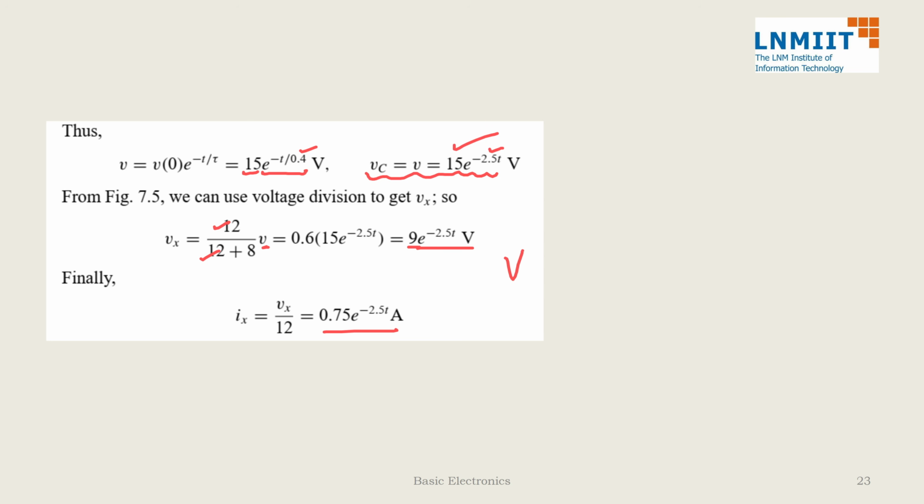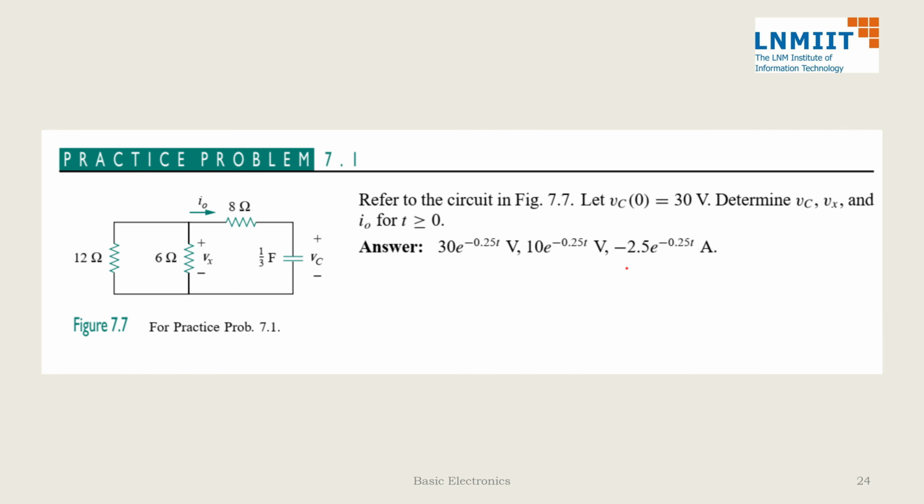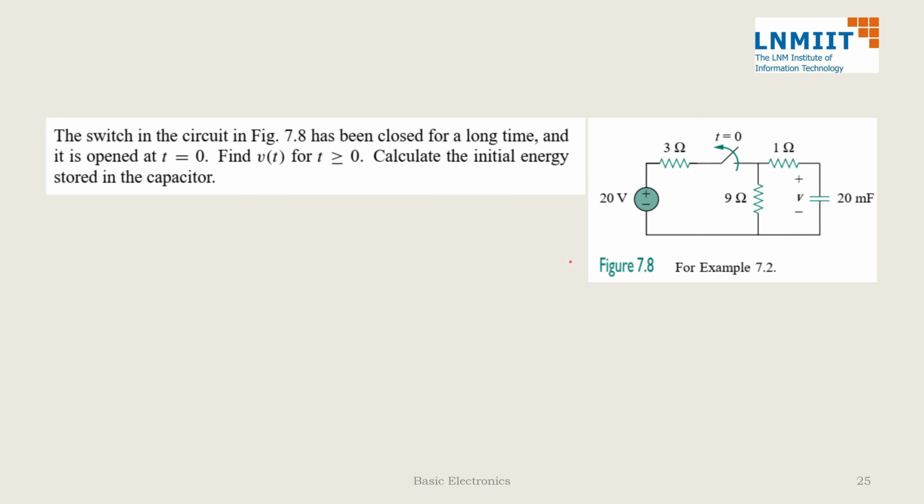Our focus will be only on two parameters, V naught and tau, which is RC. Once we are able to get these two quantities, the rest of the things can be easily derived. So this is a very similar problem. Let us look at this one.